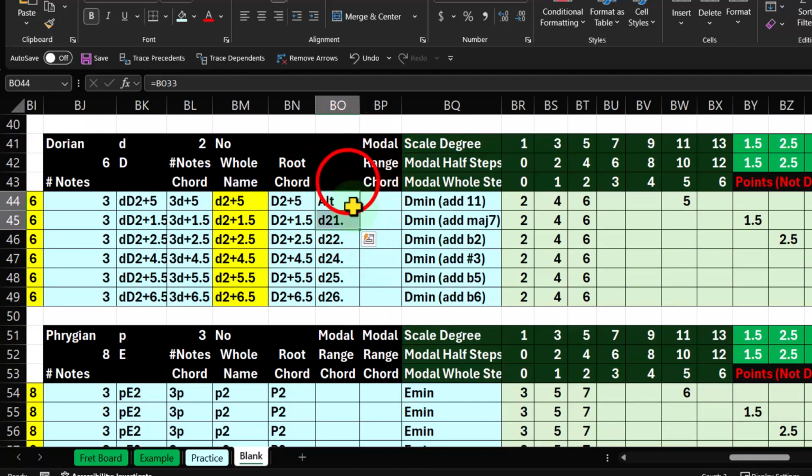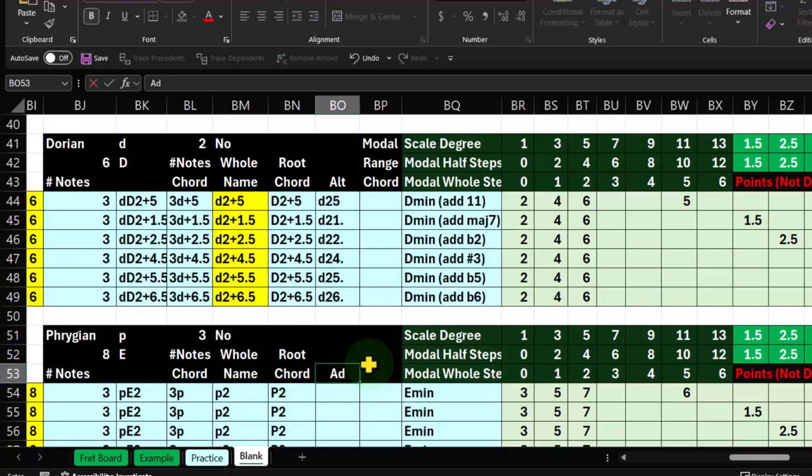I put the alt in the wrong spot. Alt should be up here, and the alt name up top should be up here, D2, D25, I think, and no point, right? And then this one is going to have an alt name, which will be the short name here.